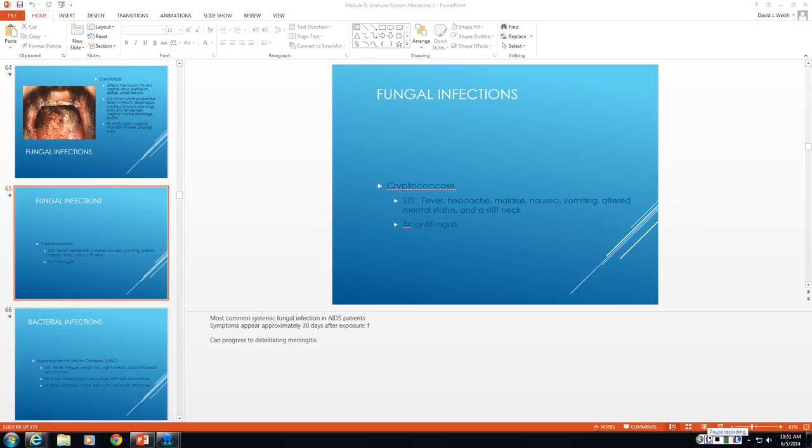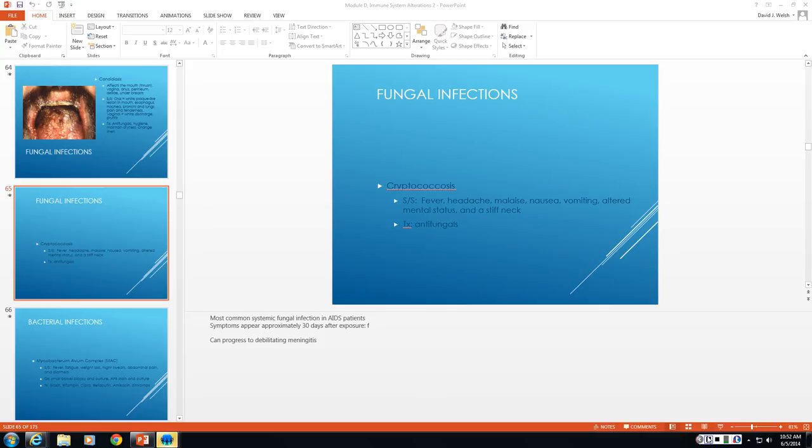Another infection that is most common with AIDS patients is going to be your cryptococcus. Basically, you're going to have signs and symptoms of fever, headache, malaise, nausea and vomiting, altered mental status, and a stiff neck.